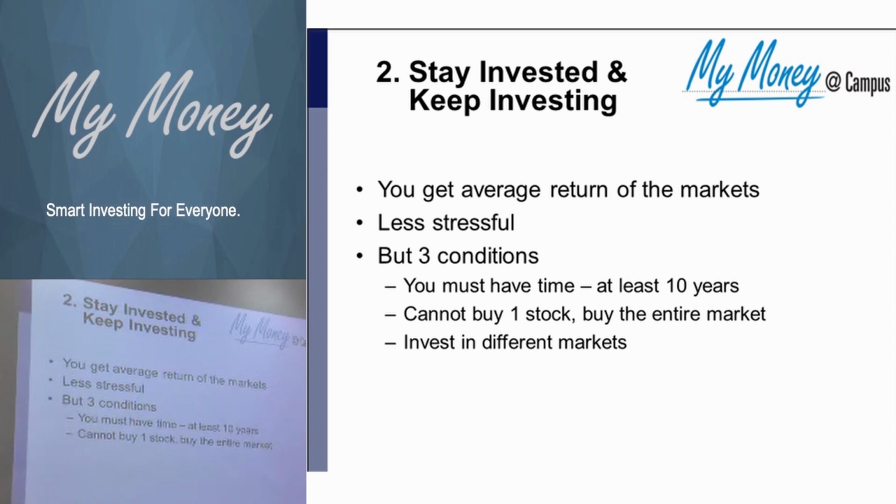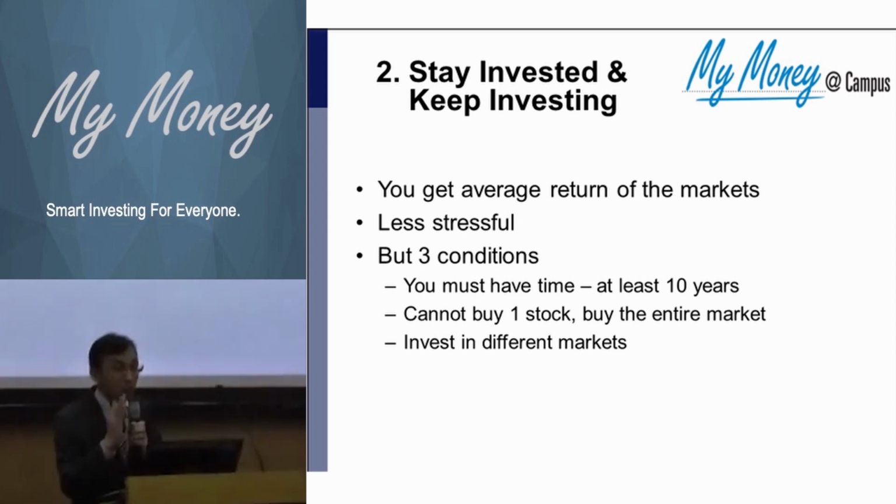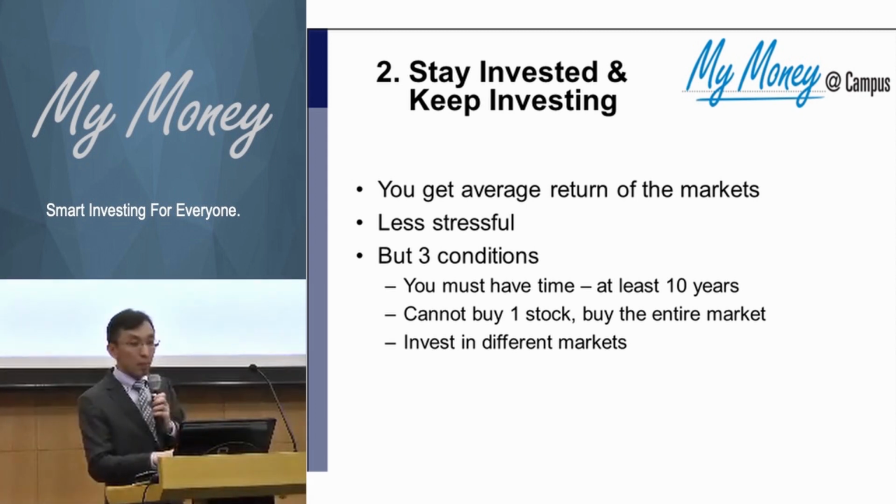In fact, if you can, buy the entire market. Buy the entire S&P 500. Then you are very well diversified. Okay? And don't buy one market. You invest in different markets. So 3 simple conditions. You must have time. Don't buy one, buy the entire market if you can, and invest in different markets.